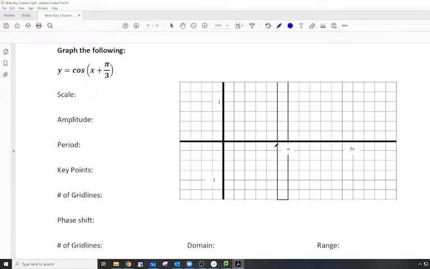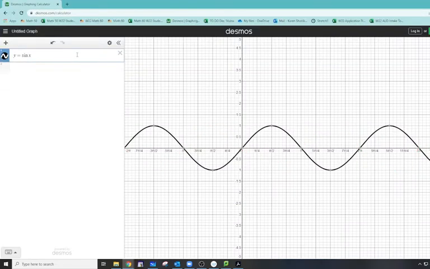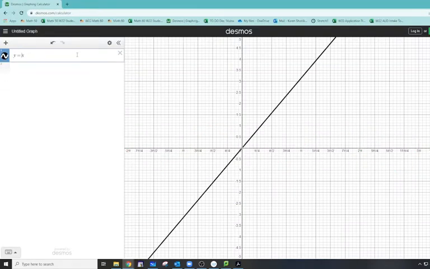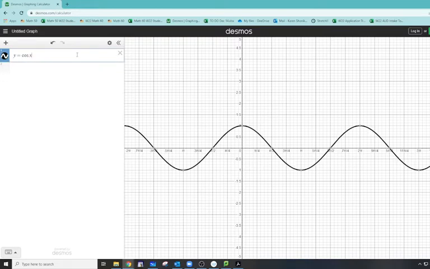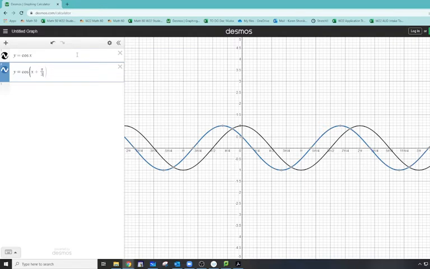But here we go. What I want to do is graph y equals the cos of x plus pi by 3. So the first thing we're going to do, as always, is go to Desmos. I want to graph y equals the cos of x, and then I'm going to graph y equals the cos of x plus pi by 3. Okay. What do you notice? Well, the black graph is my y equals cos x graph, and the blue graph is my y equals cos of x plus pi by 3 graph.